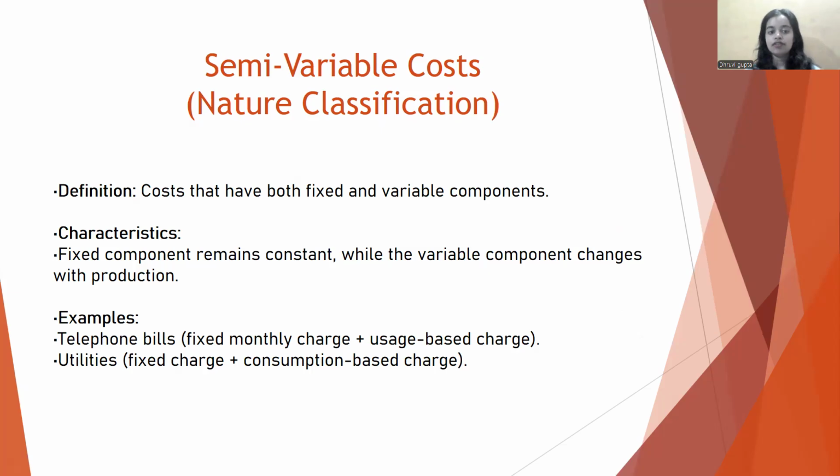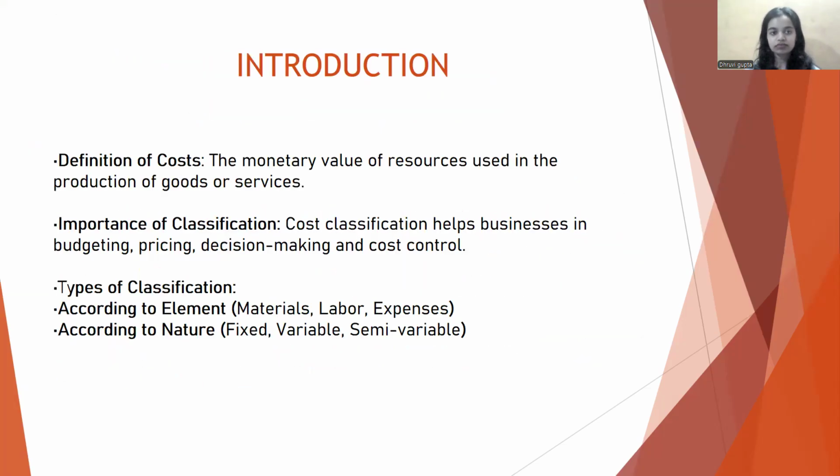Second is utilities: a fixed charge plus a consumption-based charge. For example, we can take electricity. Electricity bills have a particular amount that is fixed. Even if you don't use any electricity at home or any place, they will charge a particular amount. That component is fixed, and according to the usage of electricity, the other cost will add on. So, a fixed charge plus a consumption-based charge. So we can conclude the classification of cost according to element and according to nature.